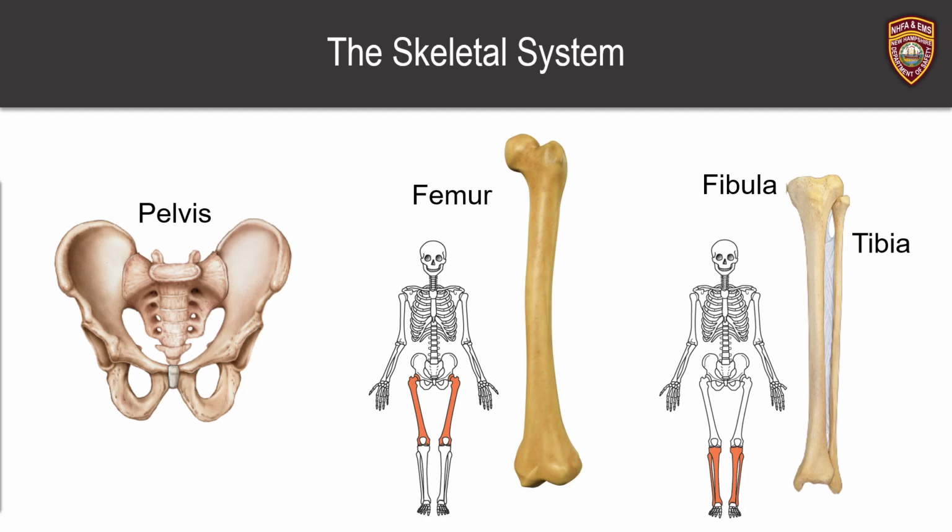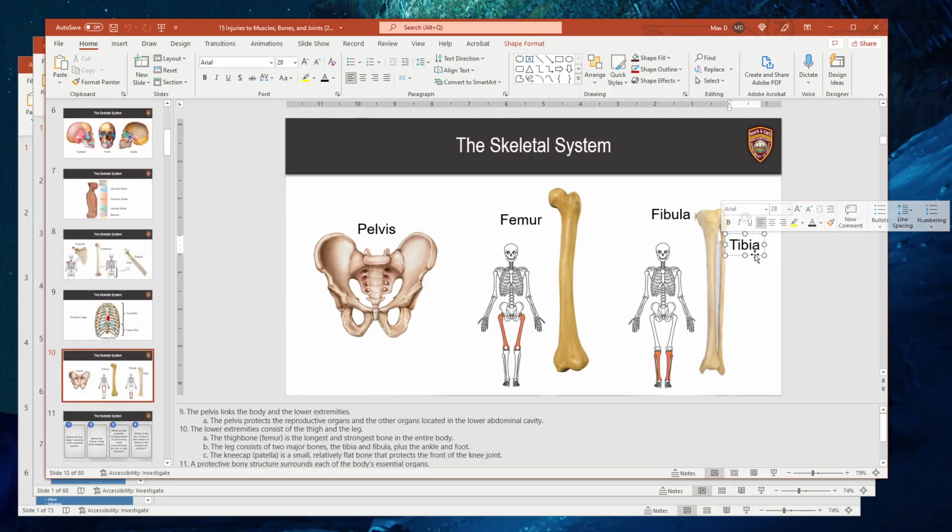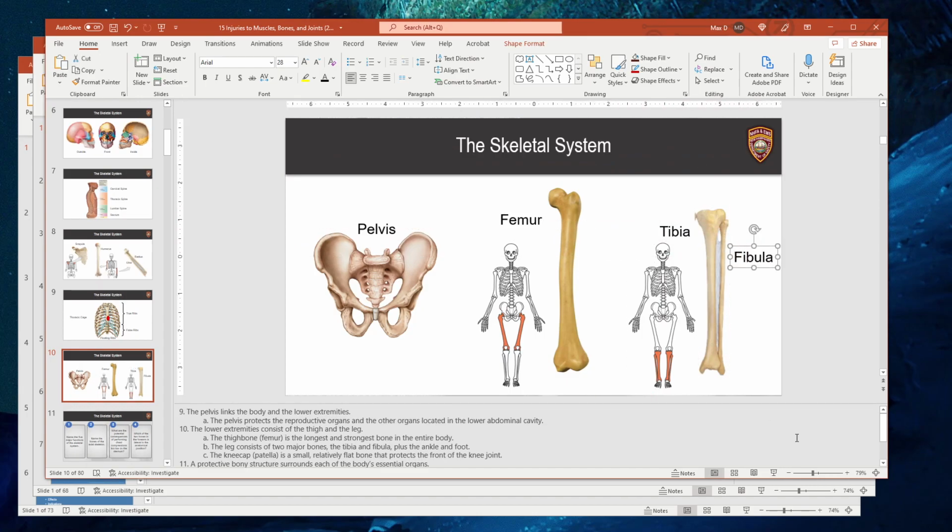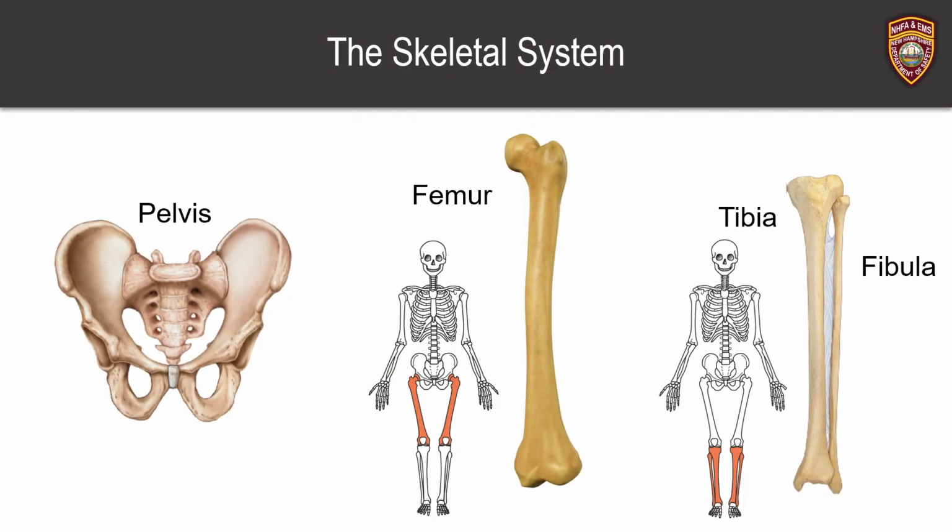The thing is massive. The lower leg consists of two major bones, the tibia and the fibula. And I actually have those switched on the screen. So I'm going to fix that because that's terrible. Tibia and fibula. Very important. And that will forever be in the recording of this lecture.